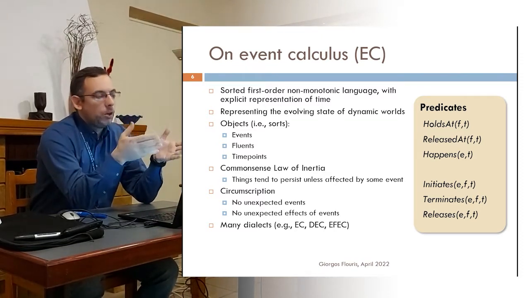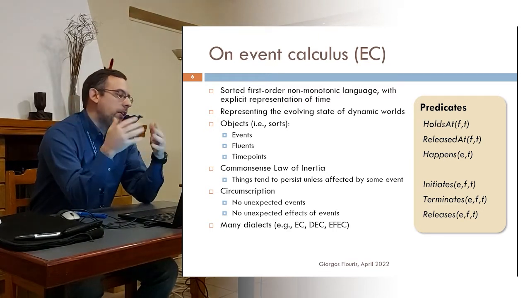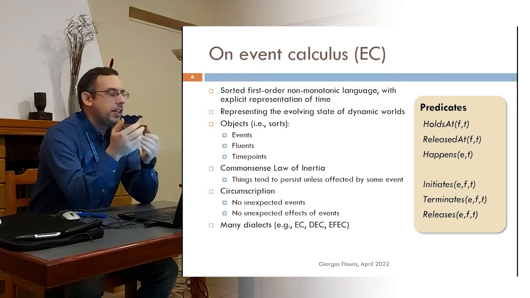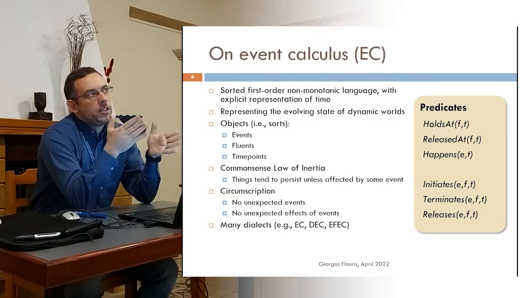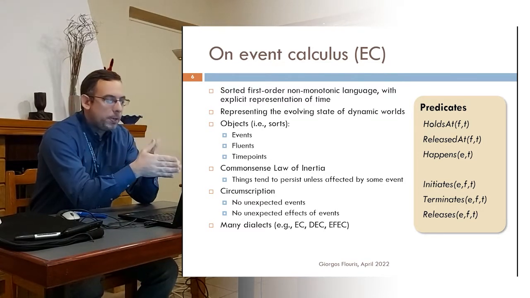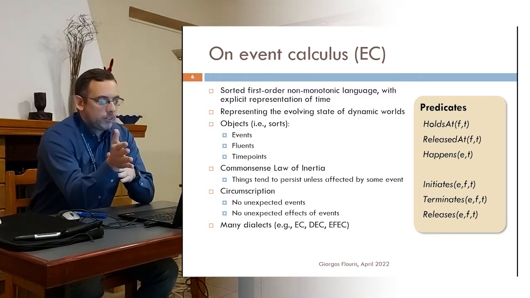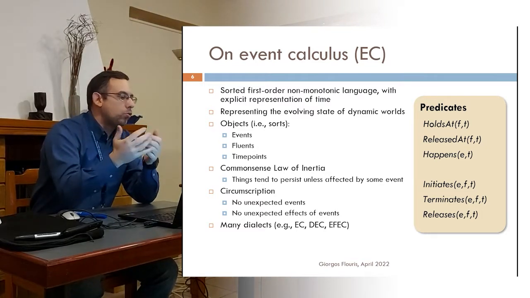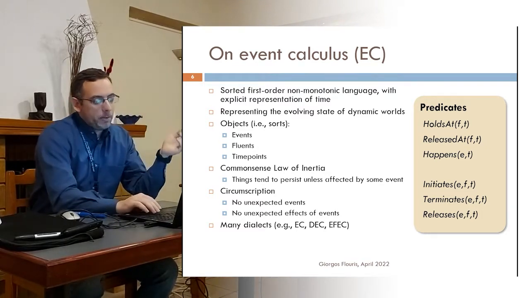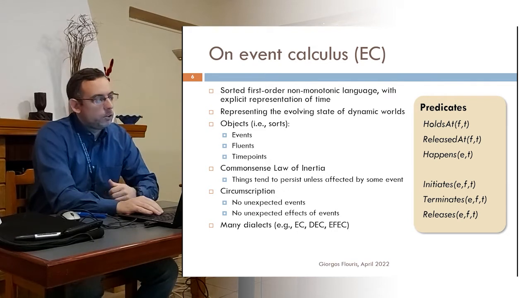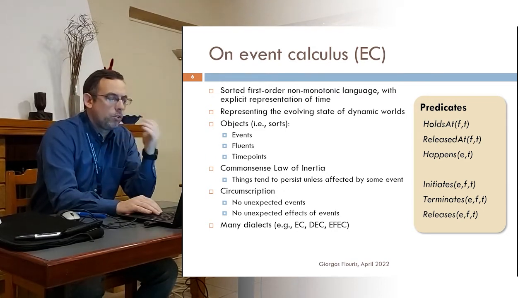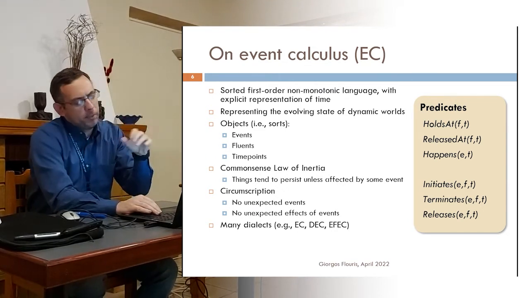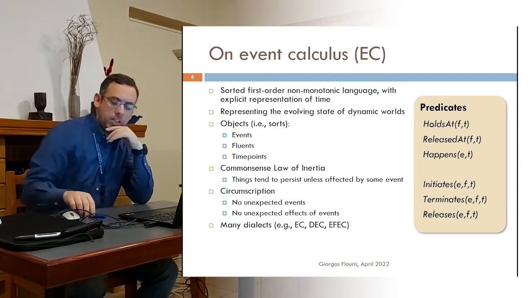And we also have circumscription on top of event calculus, so we don't have any unexpected events. Whatever is recorded as an event happens, whatever is not recorded has not happened. So it's a kind of a closed world assumption. There are many dialects of event calculus. I will say a few things on those dialects later because they will appear in some of the slides.